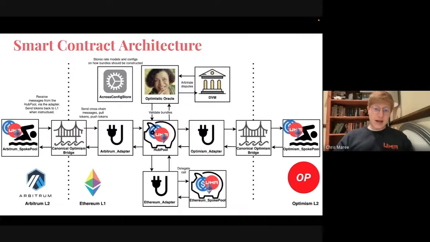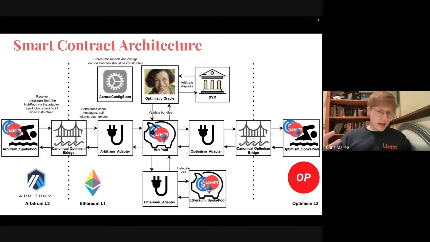So this is a high-level overview of the smart contracts in Across V2. We're going to dig into each of these contracts independently. But to begin with, the most important thing to realize is that we have this thing called a hub contract, which sits on Ethereum layer 1. It contains all the liquidity, and it communicates with these things called spoke pools, which sit on the layer 2s. Ethereum layer 1 also has its own spoke pool, and that's just for separation of concerns.